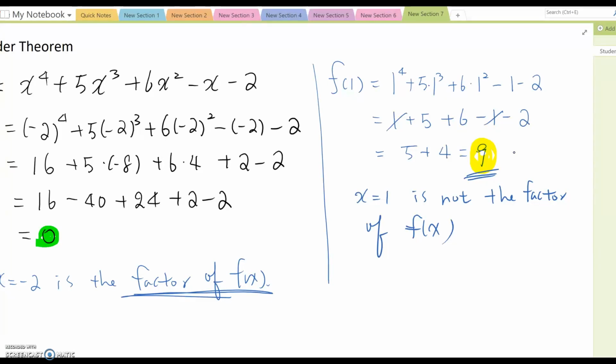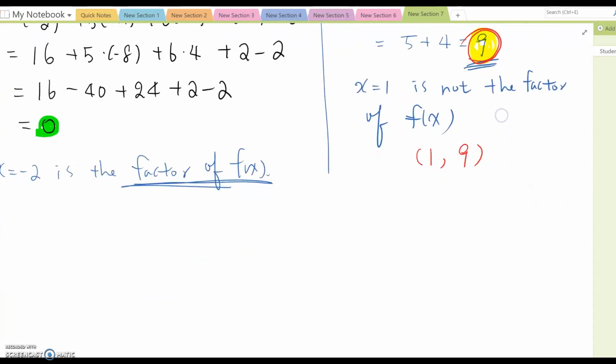So I would like to say that this is the input value and output value. Basically, when x equal to 1, the y value becomes 9. That's what this means. In other words, in this polynomial function, you plug in 1, then 9 came out. In other words, f(1) equal to 9. That's what this means. Okay?